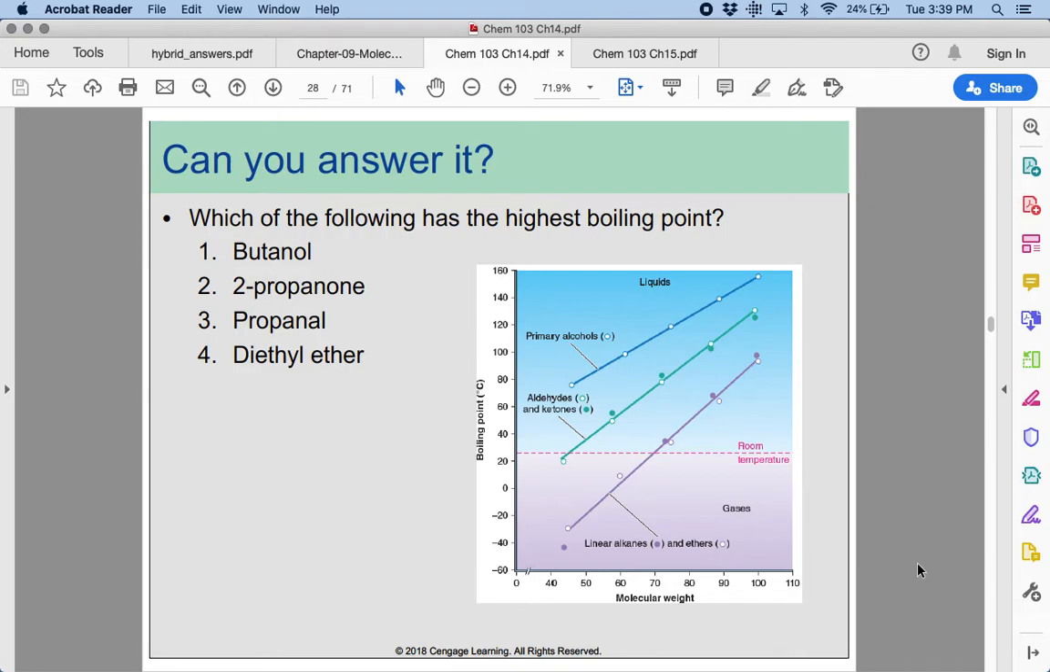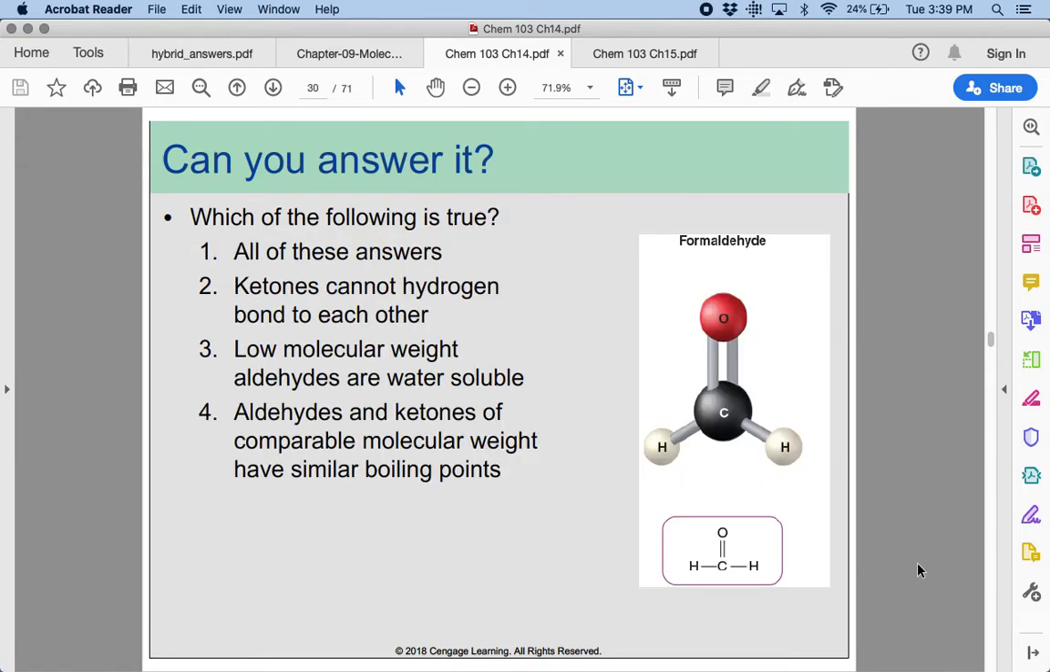Go ahead and answer this question. The correct answer here would be butanol. All of these are true.